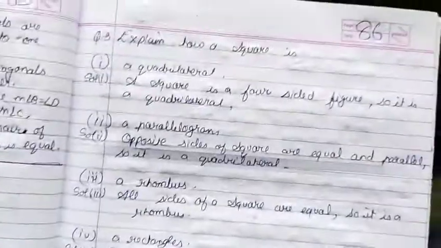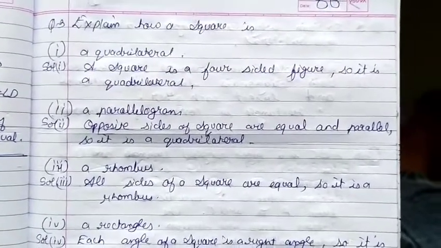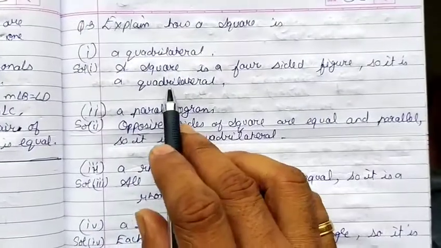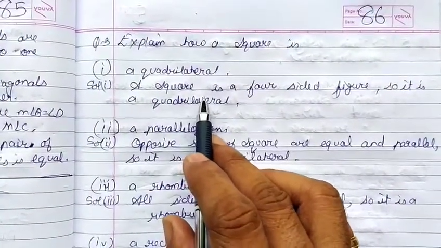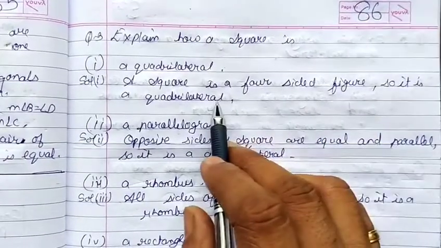Now let us see the next one. Explain how a square is a quadrilateral. Because all the properties of a square are there in a quadrilateral. A square is a four-sided figure, so it is a quadrilateral first.